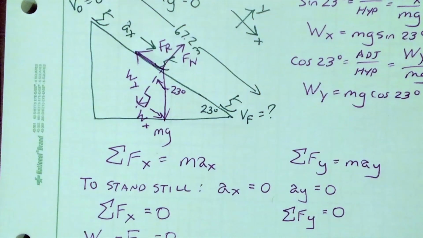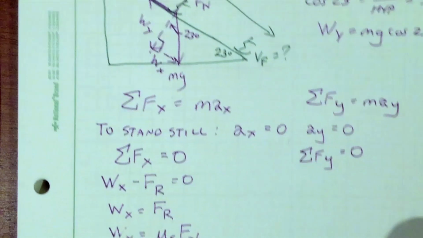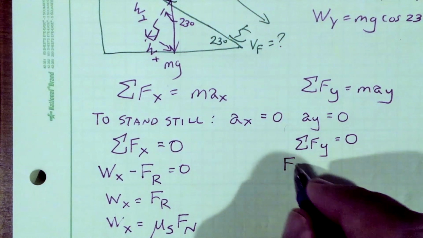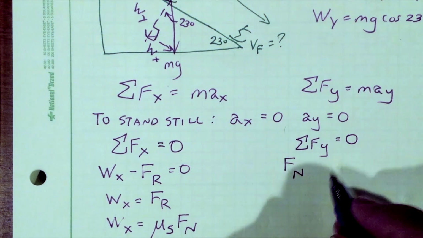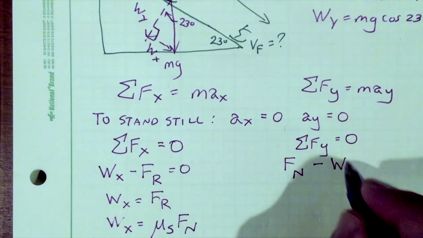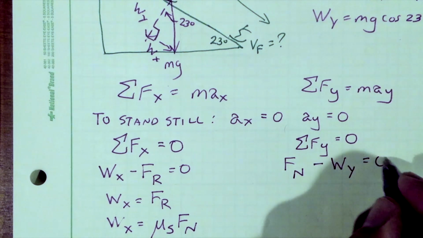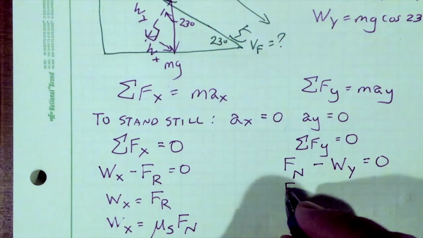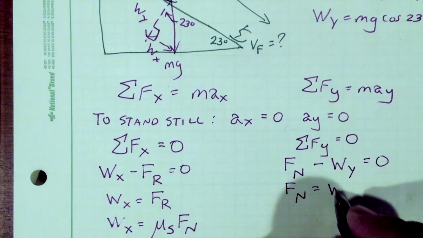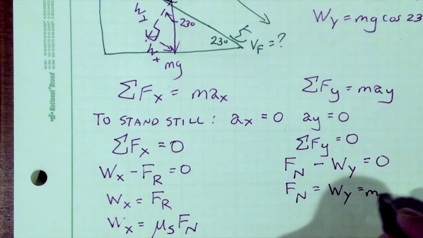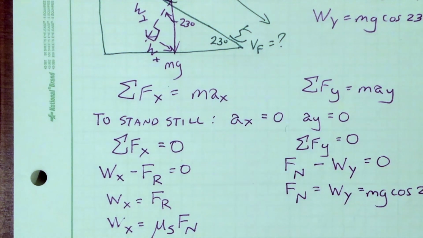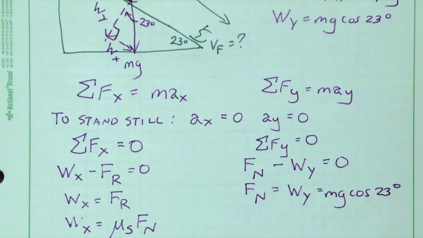And so the sum of the forces in the y direction has to be 0. And that is the normal force, which is going to be positive, and the y component of the weight force, which is going to be negative. Once again, we have two opposing forces that are in equilibrium, and so they will be equal to each other. And so that means that the normal force equals the weight force times the cosine of 23 degrees.